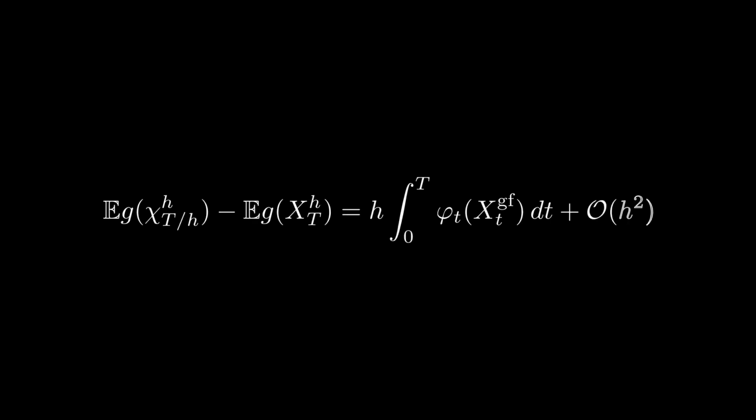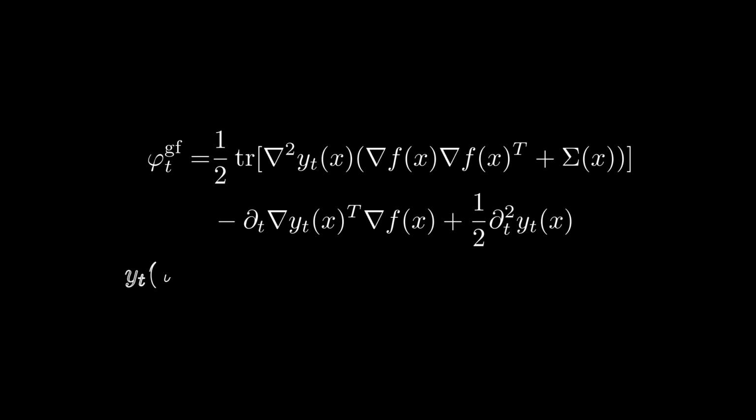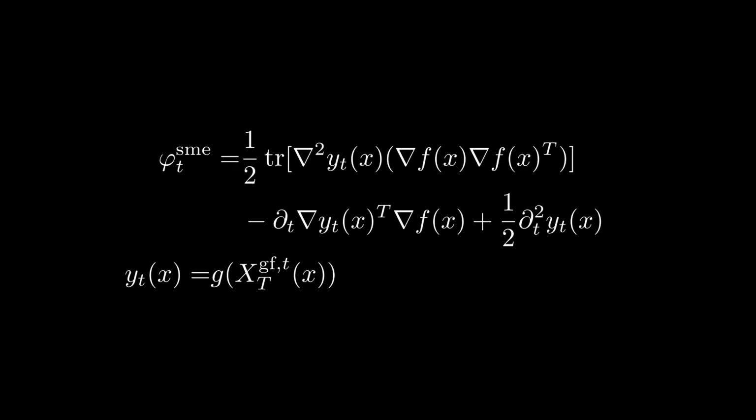x is given by h multiplied by the time integral of a function phi applied to gradient flow from 0 to t plus some second order remainder term, where for gradient flow phi is given by a somewhat lengthy expression depending on nabla f, sigma, and the second partial derivatives of the loss of x, when we start x at time little t and evaluate it at the time horizon capital T. We will call this loss y. In the diffusion case, this changes so that sigma disappears from phi and reappears in the dynamics of x.